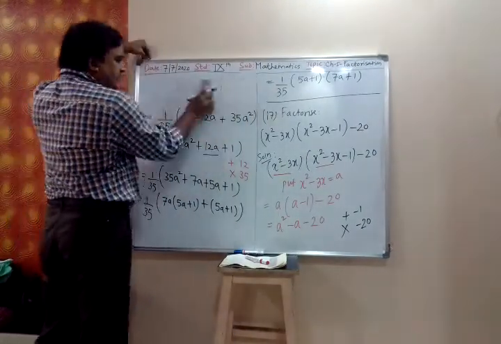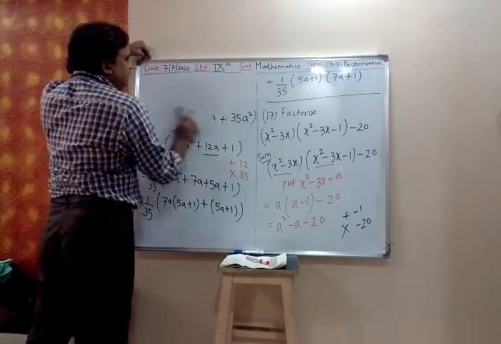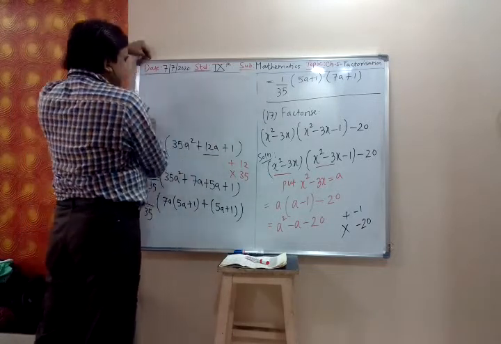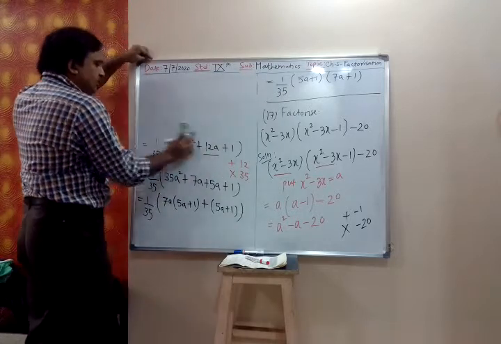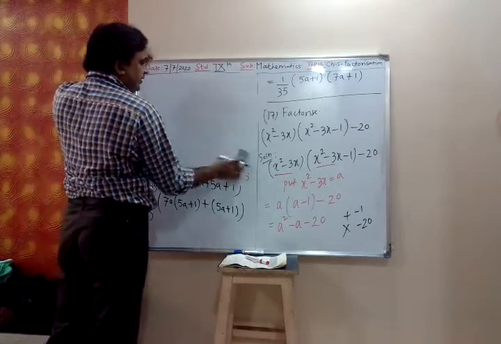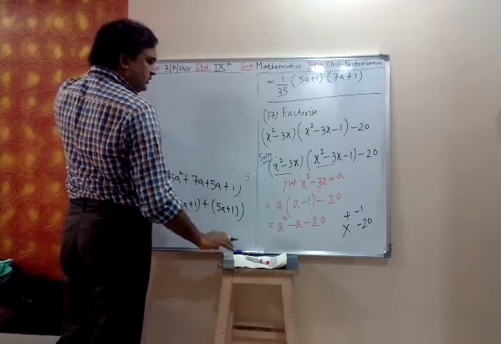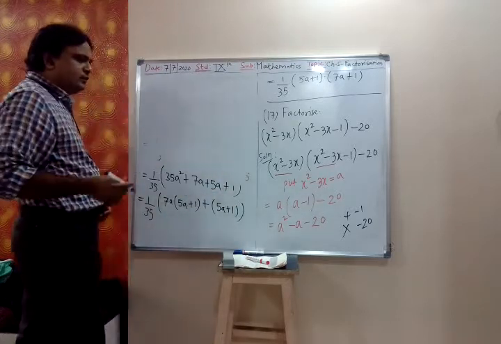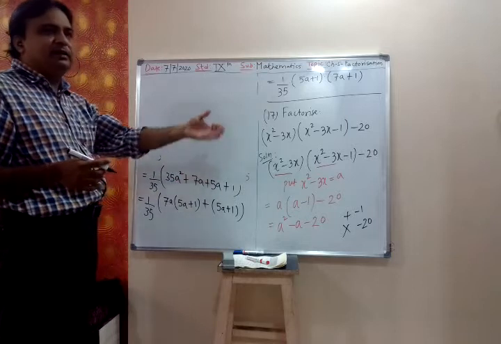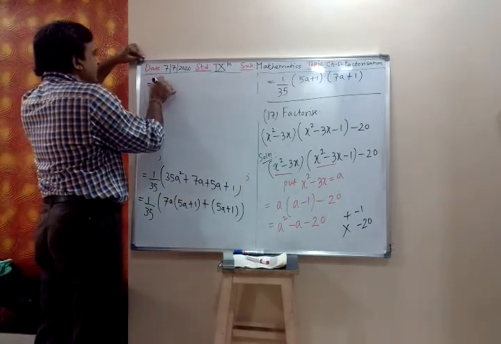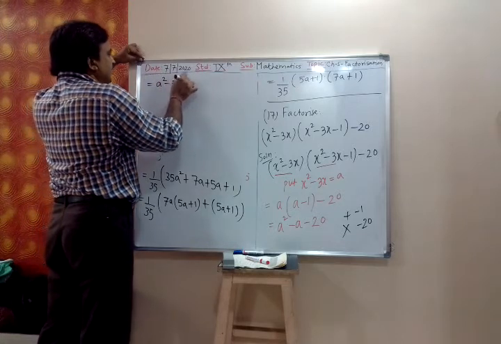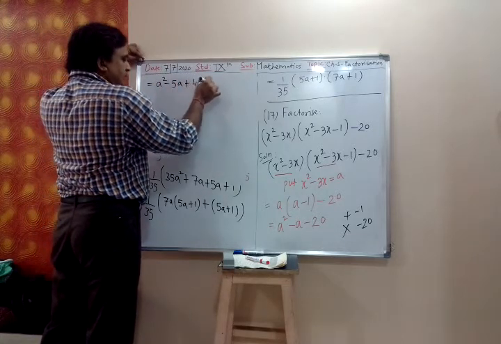Find two numbers whose sum is minus 1 and multiplication is minus 20: minus 5 and 4. Minus 5 plus 4 gives sum minus 1, and multiplication is minus 20. So this I will write a square minus 5a plus 4a minus 20.